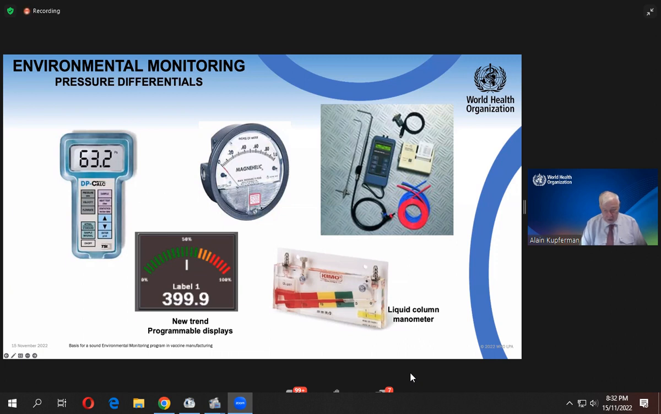And of course, all this has to be calibrated. Then you have a special calibration pump to simulate a certain differential pressure.